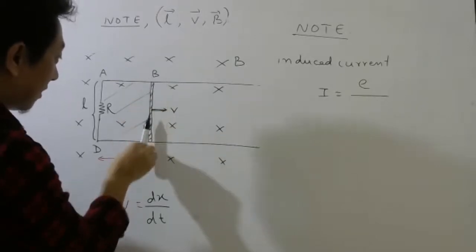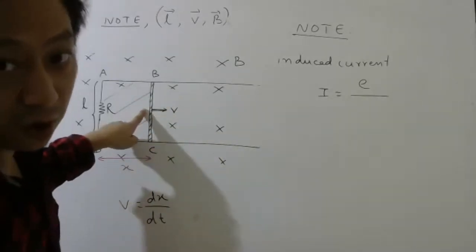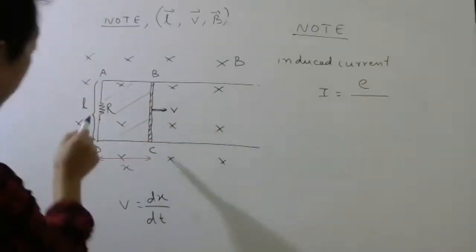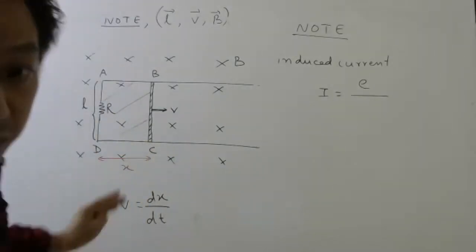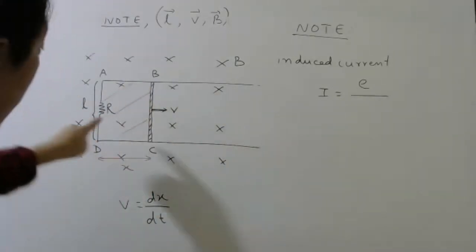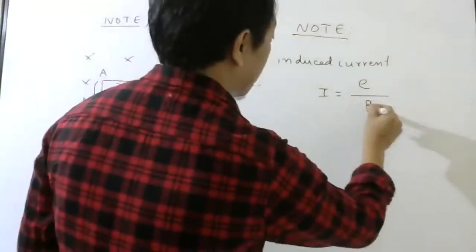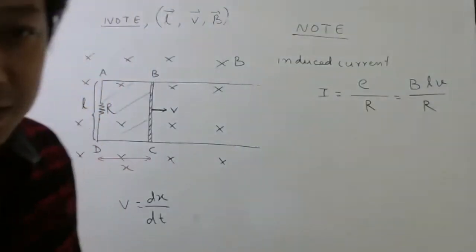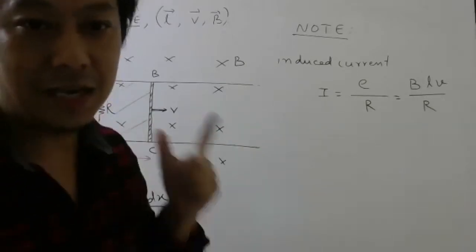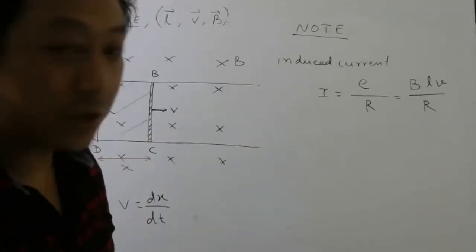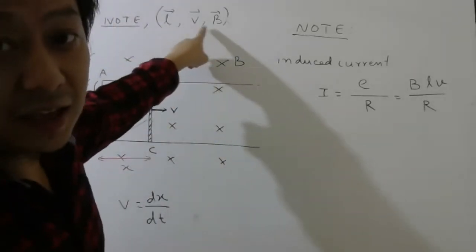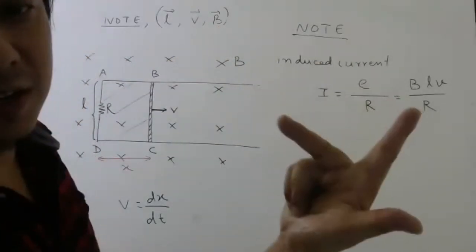EMF divided by the resistance. Students, listen carefully. If this rod has resistance, you have to include the resistance of the rod also. But in NCERT, they have neglected the resistance of the rod. They have only included this resistance R. So the current will be BLV divided by R. Try to remember this new formula for today: BLV. So EMF is equal to BLV. Again, for that, it is important that length, velocity, and magnetic field are mutually perpendicular.